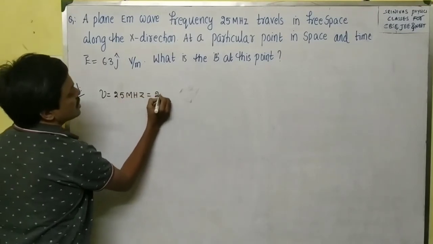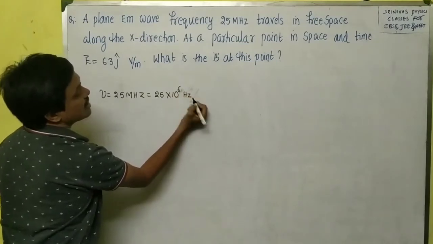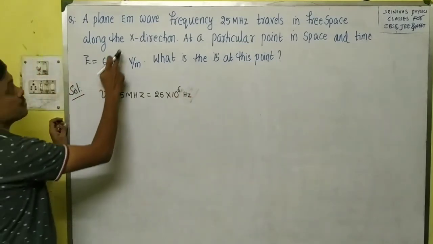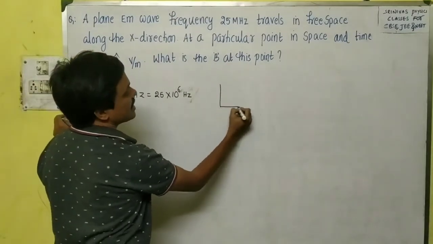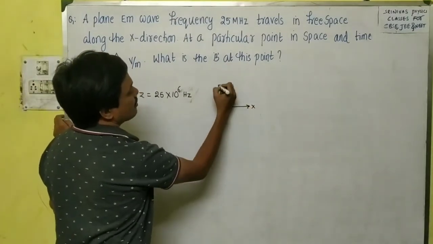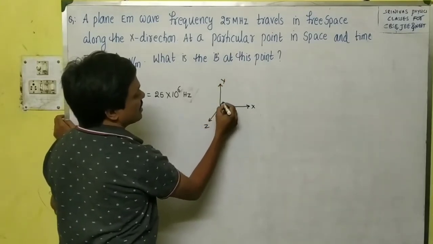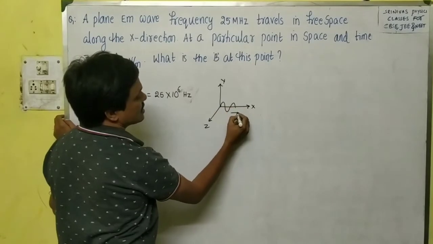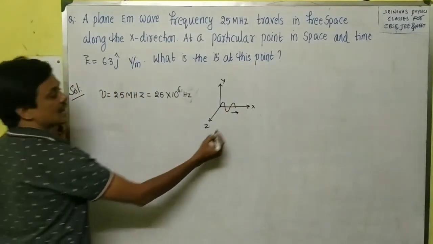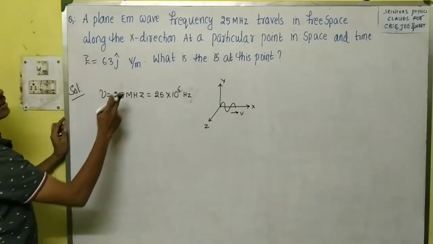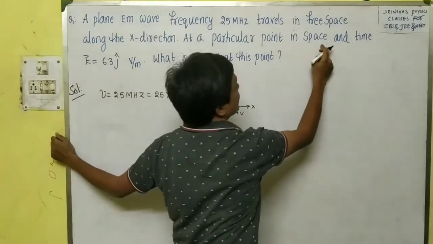Mega means 10 to the power of 6 Hz. This is the frequency of the EM wave that is traveling in free space along the x direction. The EM wave is traveling along the x axis. This is x, and for example this is y and this is z. And the EM wave is traveling along the x axis like this.